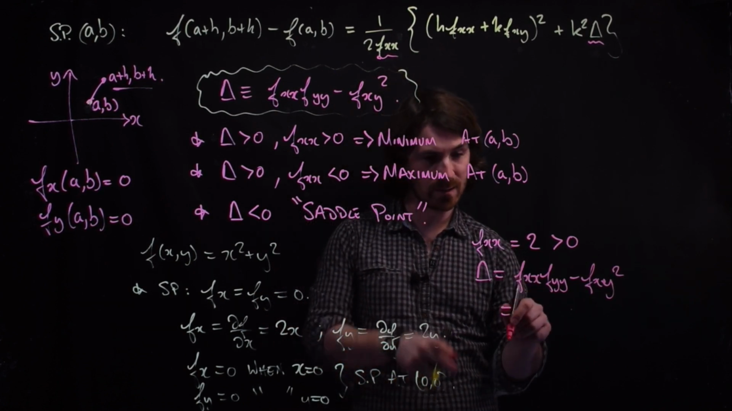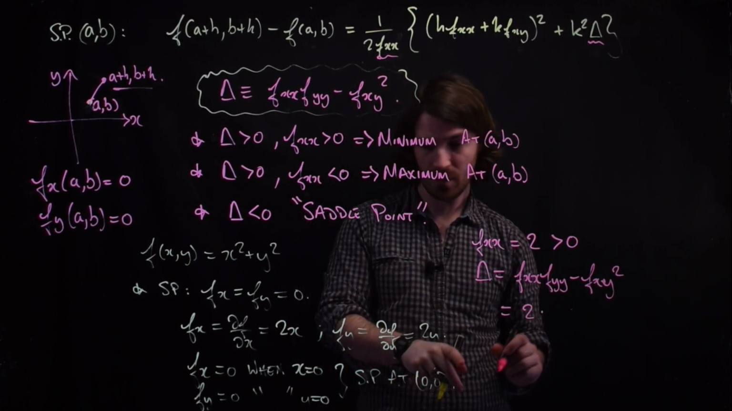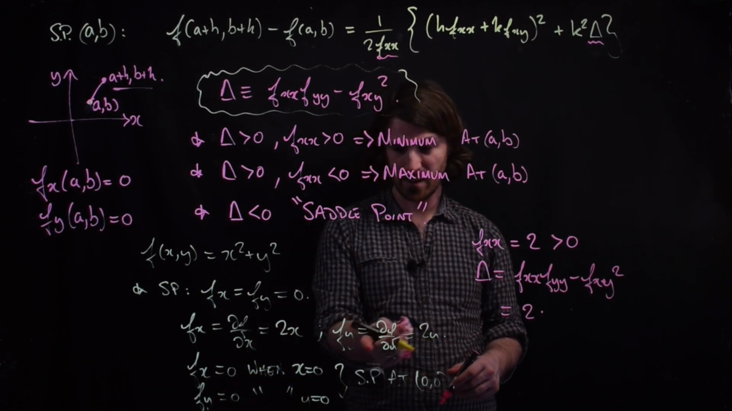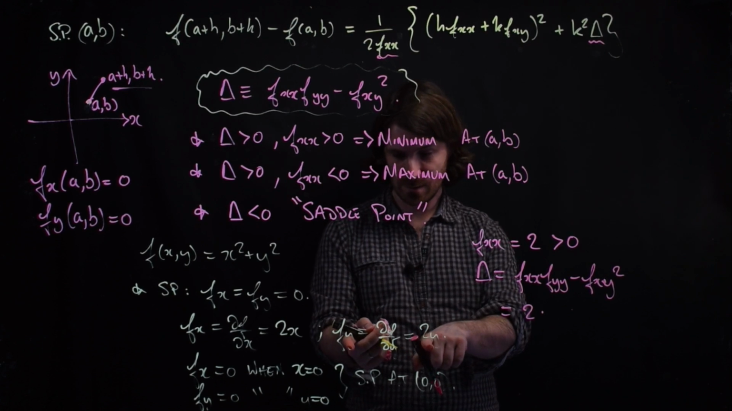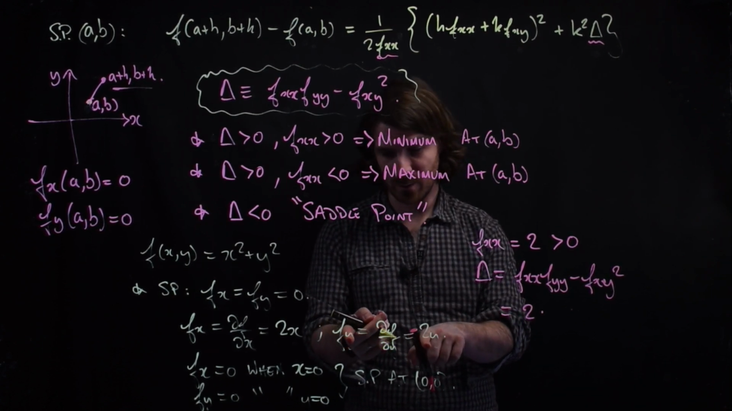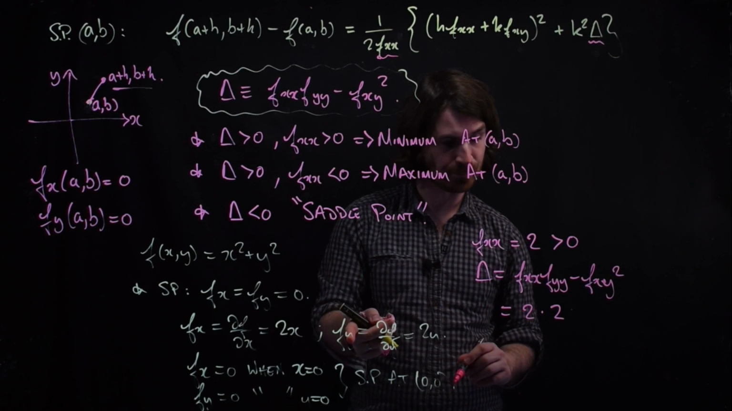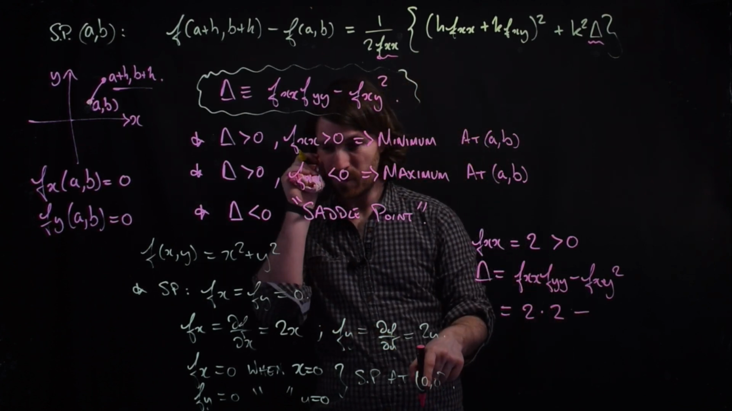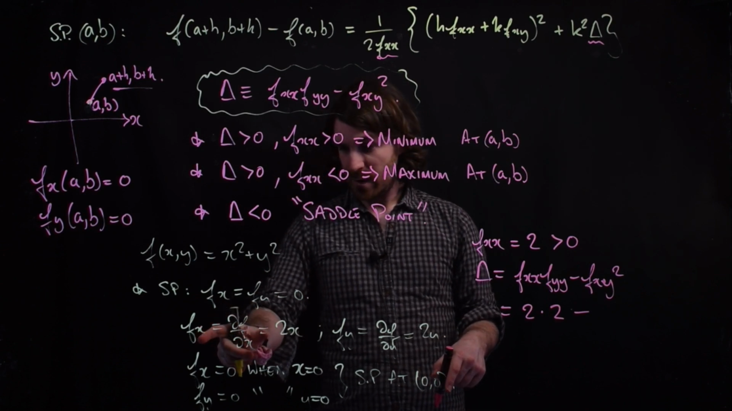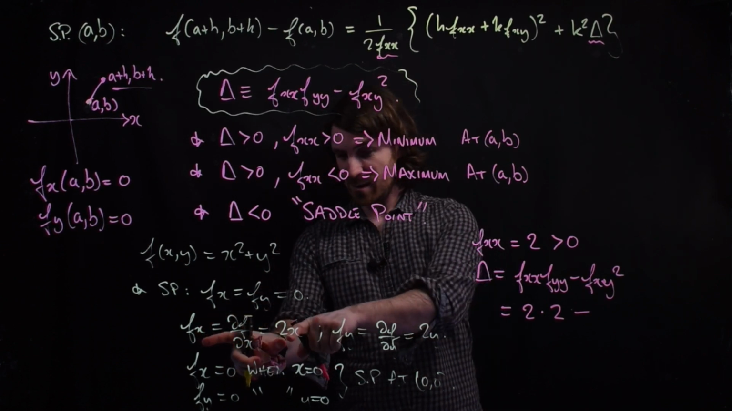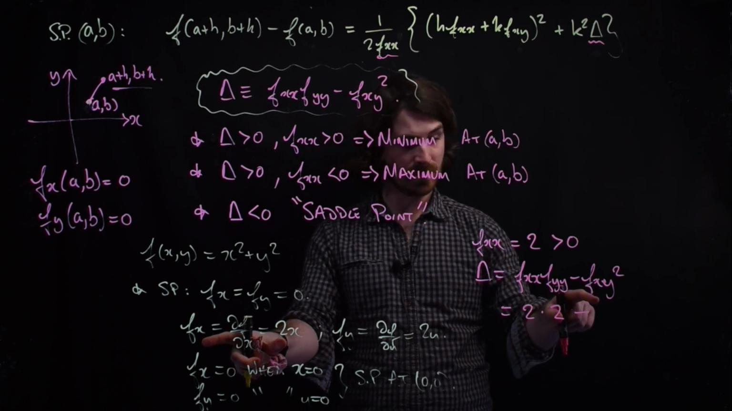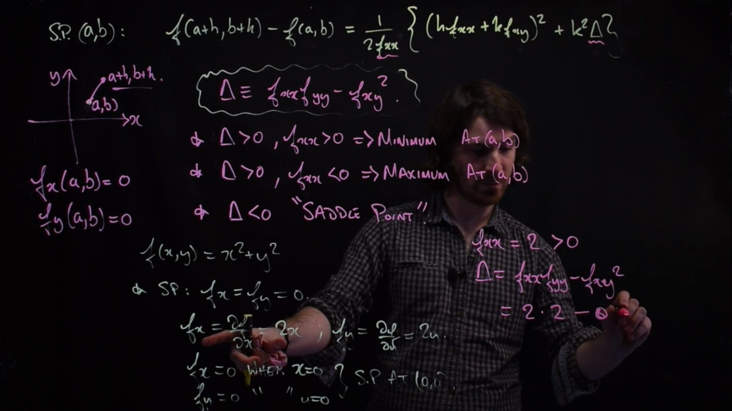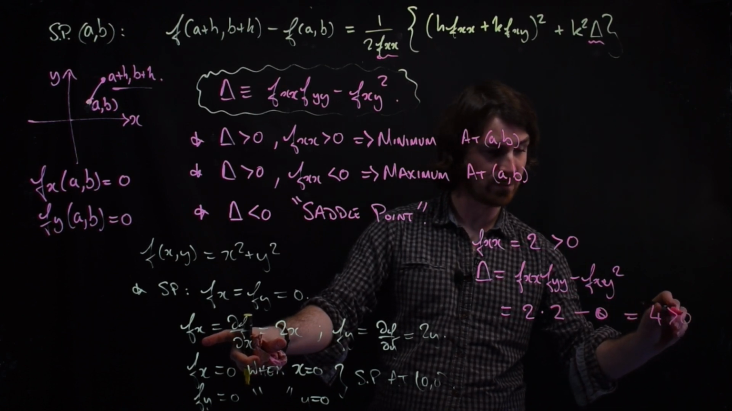Okay, we know what f_xx is. It's 2. What is f_yy? So if f_y is 2y, then the derivative of this gives us f_yy, and that's just 2 again. So we've got 4 minus, and then f_xy. Okay, so this is f_x, and if we differentiate 2x with respect to y, then we get 0. Okay, so this is just 4. So delta equals 4, greater than 0.